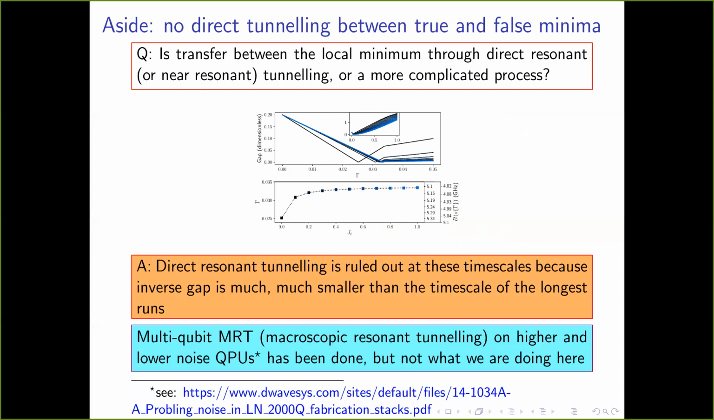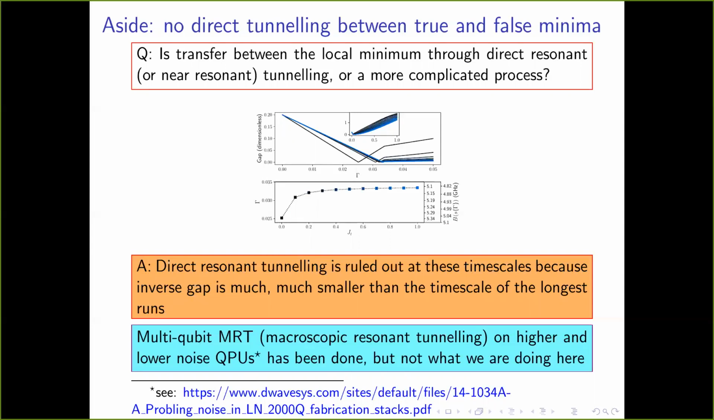A quick aside for what's going on here, before I get into the more exciting effect, there isn't direct tunneling going on between the local minimum and the true minimum and the false minimum. What's actually going on here is something else. It's going to be some more complicated process where you're jumping through multiple levels.